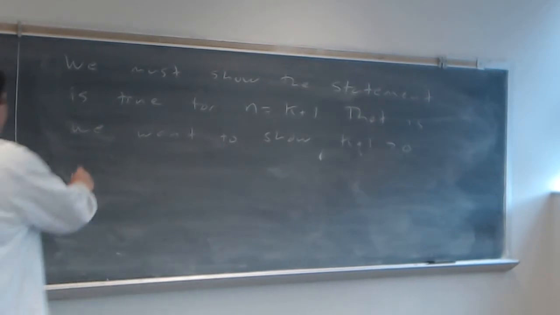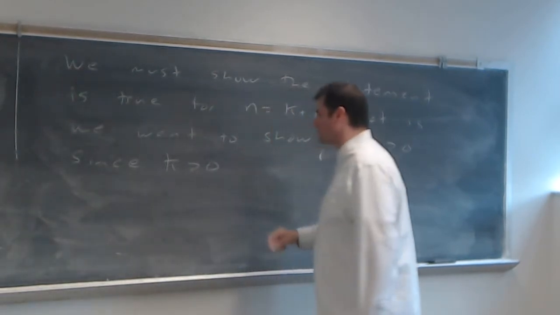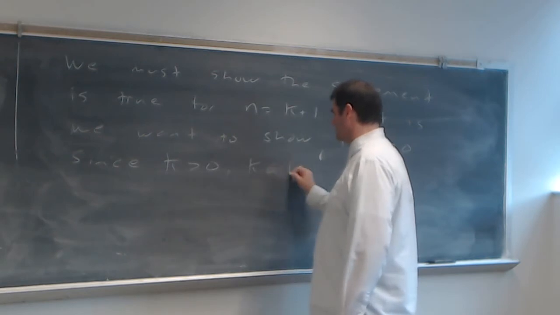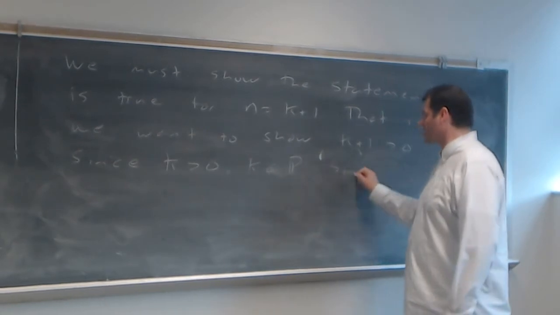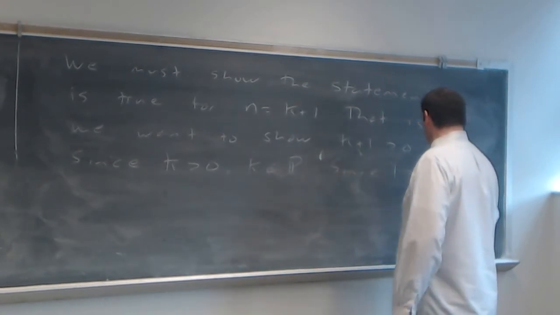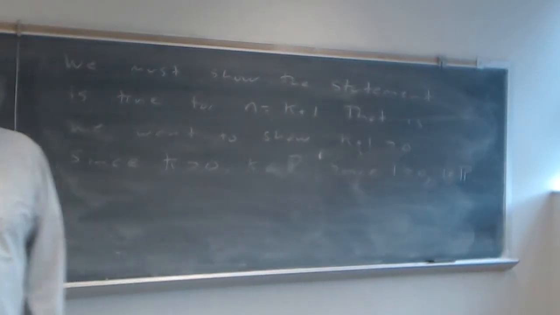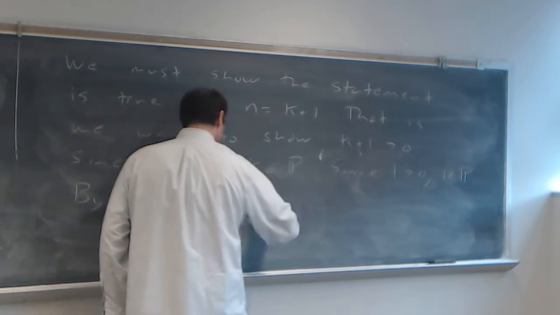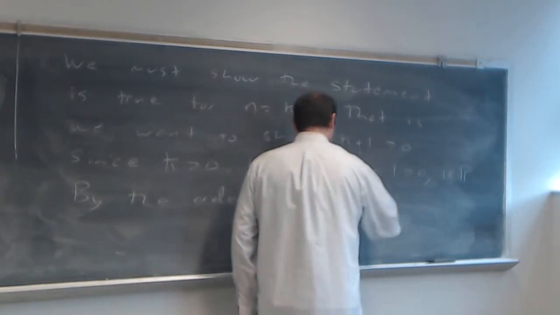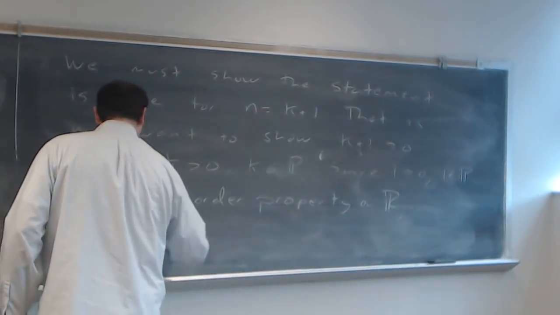I'm going to say, well, since k is greater than 0, that's what we're assuming, k is a positive number. That's by a fact that we proved. Since 1 is greater than 0, then 1 is a positive number. And what do I know if I add two positive numbers? That's right. And so by the order property on R, that tells me that k plus 1 is a positive number.